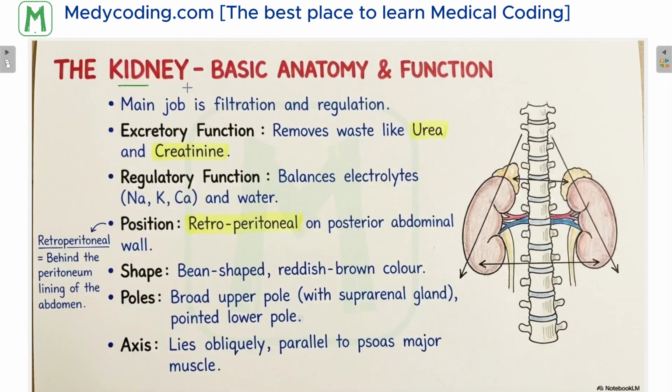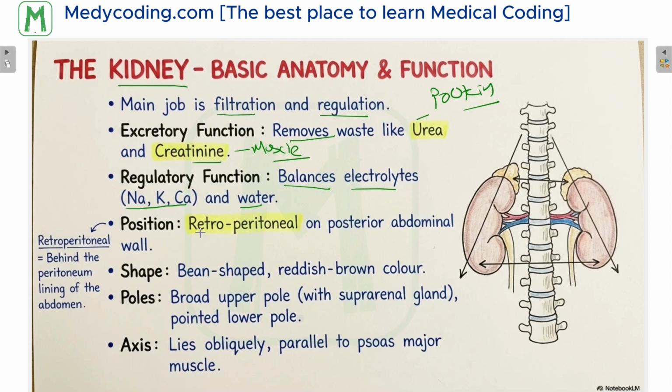So what is the function of the kidney? The main function of the kidney is filtration and regulation. The kidney removes waste: urea, which is a byproduct of protein metabolism, then creatinine, which is waste of muscle metabolism. The next is balance of electrolytes, like sodium, potassium, calcium, and water. So now we know the function of the kidney.